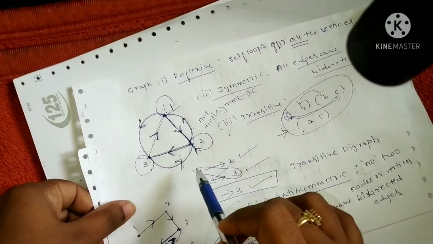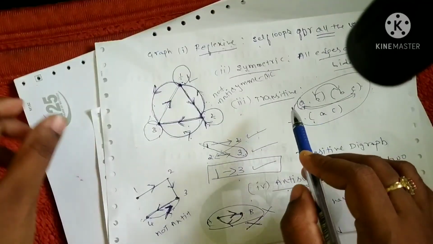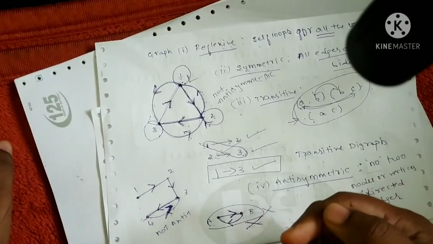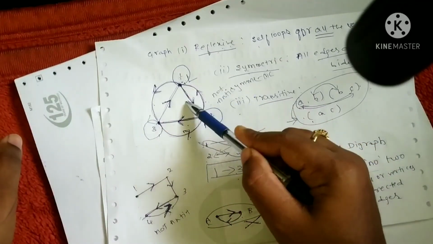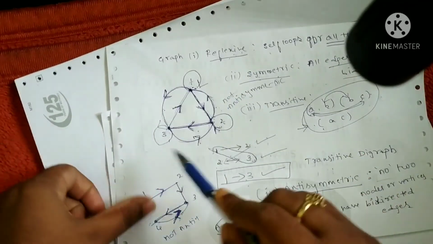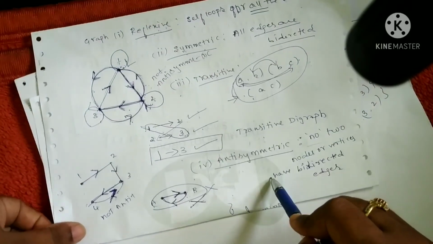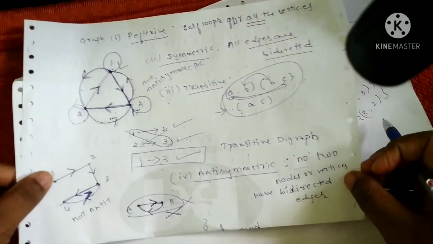In the sense, in a graph, there should not be any two edges which have both the directions, that is, opposite directions, I can say simply. Then it is called antisymmetric. Hope these concepts are clear for you.